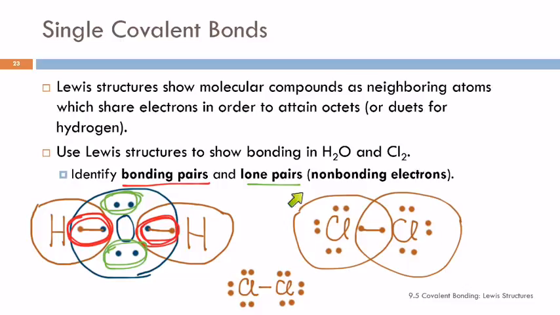So in this molecule, how many bonding pairs are there? 1. How many lone pairs are there?